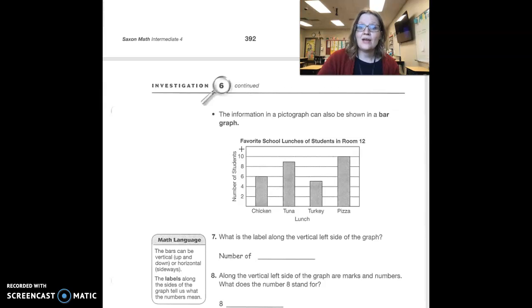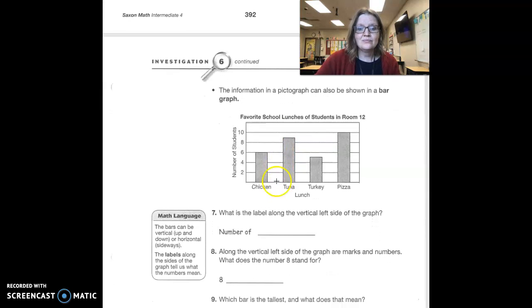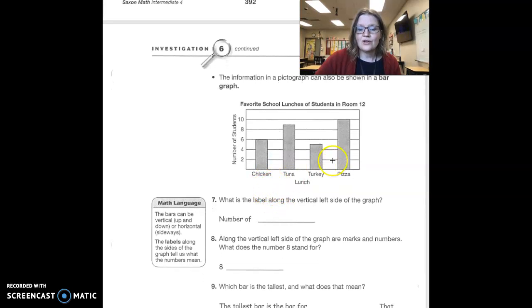Next, we have a bar graph where it's labeled to show our data. So the label along the vertical, and when I think vertical, I think of the letter V, and how it goes up and down. And horizontal, I think of the letter H and how this part goes this way. So that's horizontal. This is vertical, up and down. What is the label along the vertical left side of the graph? It's number of students.